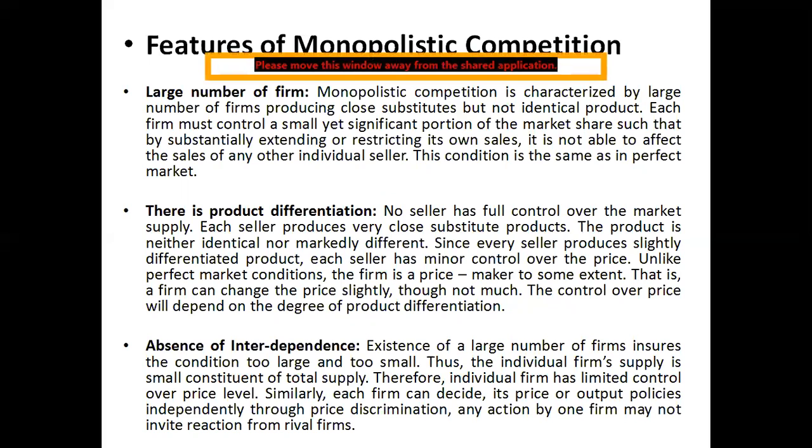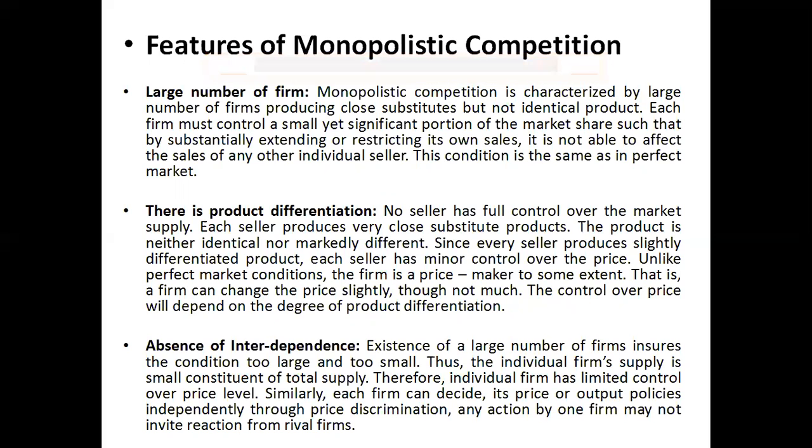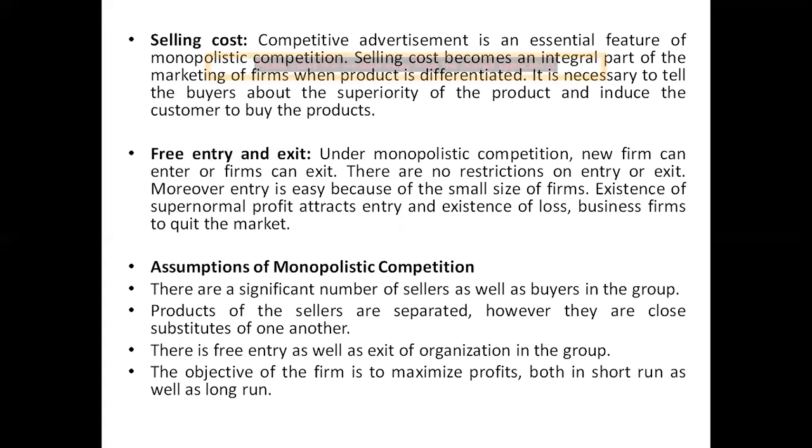Then there is absence of interdependence. The individual firm's supply is a small constituent of total supply, and therefore the individual firm has limited control over the price level. Each firm can decide its price or output policies independently through price discrimination. Competitive advertisement is an essential part of monopolistic competition, so selling costs become an integral part of the marketing of the firms. And under monopolistic competition, a new firm can enter or exit, and there are no restrictions on entry or exit.